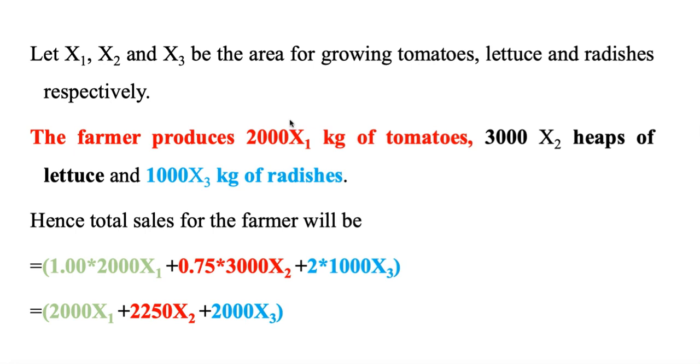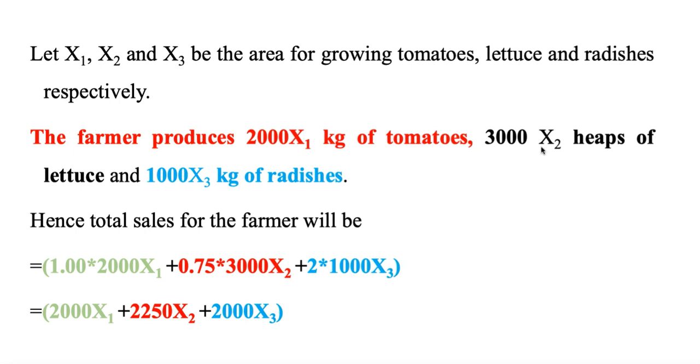Now if the area under cultivation for tomatoes is x1, then we know this 2000 is the per acre output, right? If x1 is the total area under cultivation for tomatoes, then the total output from this x1 area will be how much? 2000 x1 kgs of tomatoes.